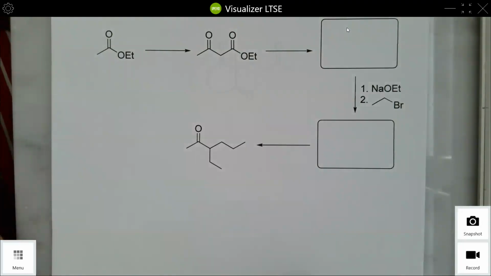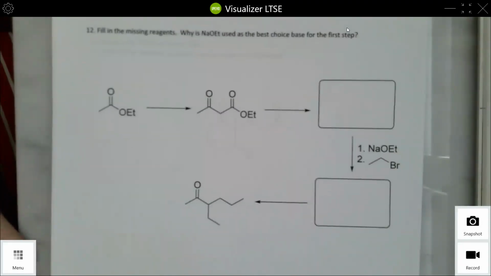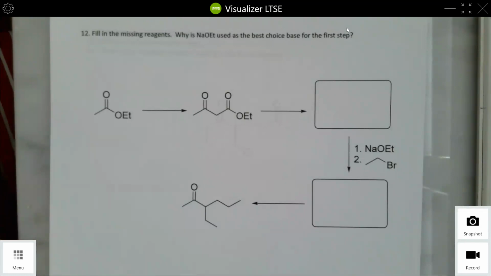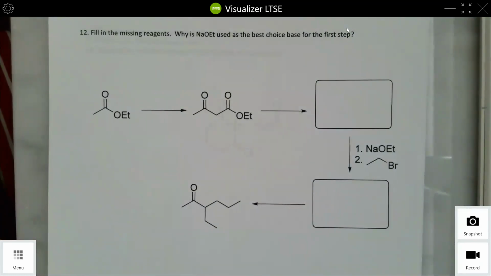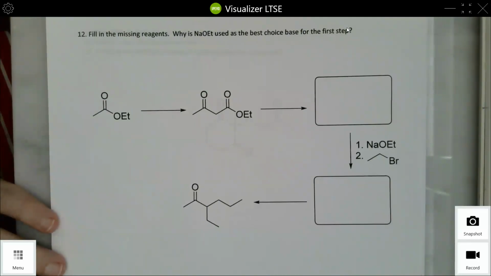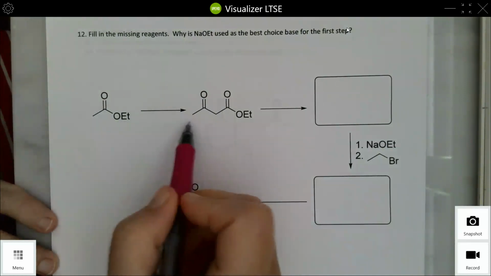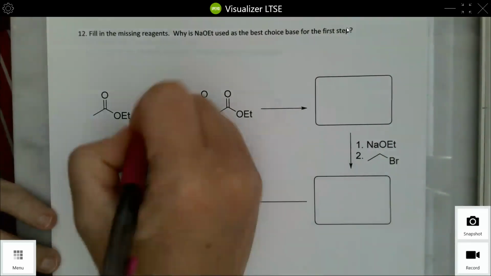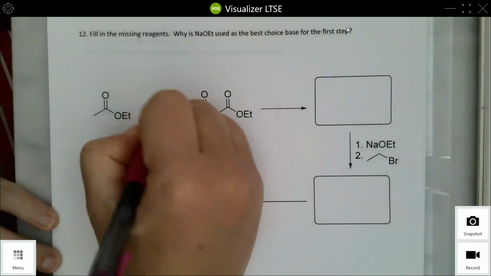Okay, looking at the next question. Fill in the missing reagents. Why is sodium ethoxide used as the best choice base for the first step? So the first step here is a Claisen condensation. So it has a name.